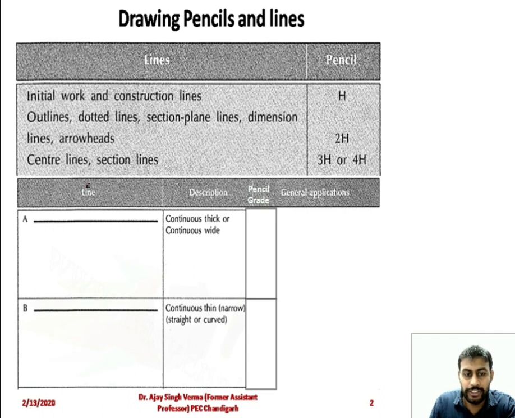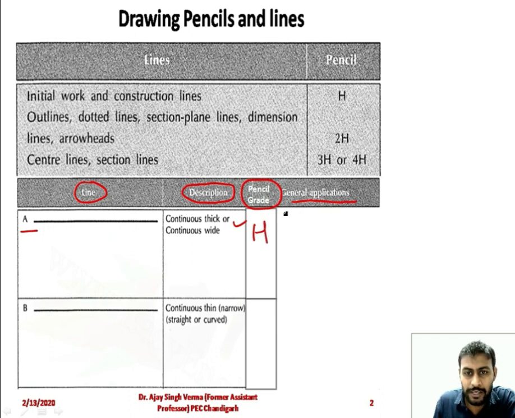Students, you can see on your screen the types of line represented here, the description of each type of line, the pencil grade that will be used for a particular line, and the application of that line in a drawing sheet. The first line is line type A. Type A is a continuous thick line, drawn with the H pencil.